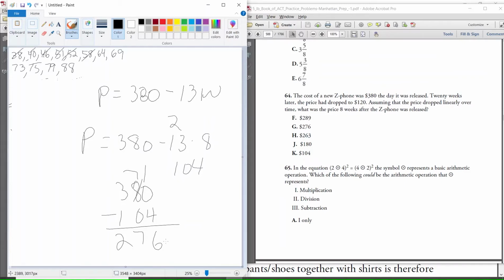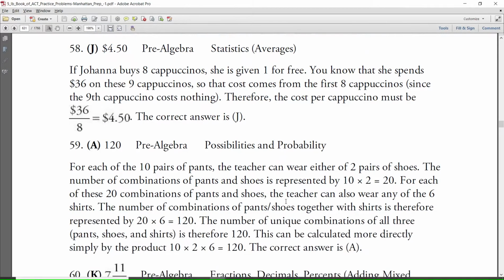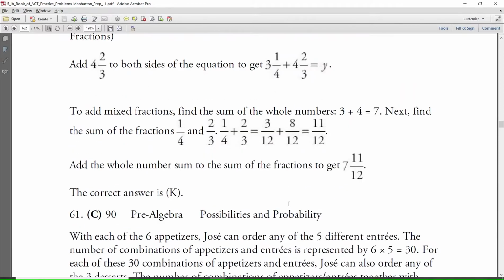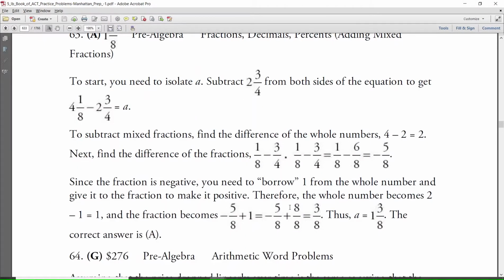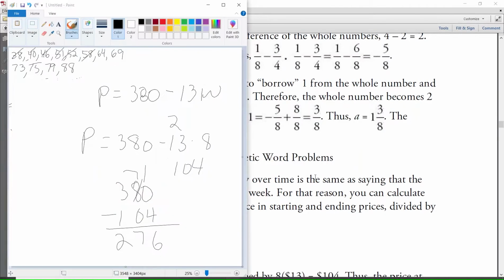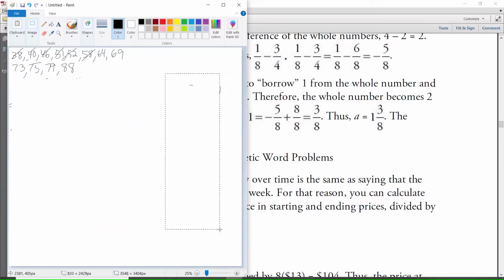276, which is answer G. And let's just double check to make sure. 64 better be G, or we'll have to start this all over again. It is $276. All right, that's that one. Number 64.